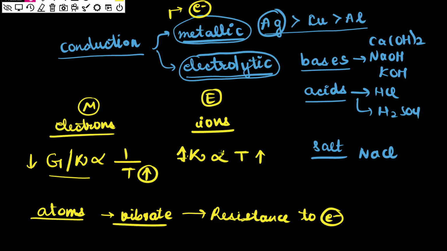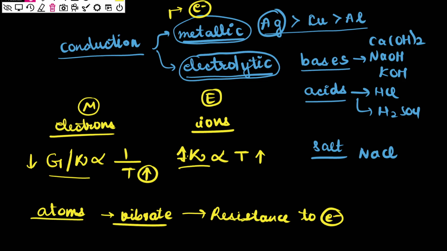But in the case of electrolytes, if we are heating it, because there are no such atoms present in the solid form, the ions' mobility will simply increase, the speed will increase. And that's why the overall conductivity of the electrolyte will also increase on increasing the temperature.